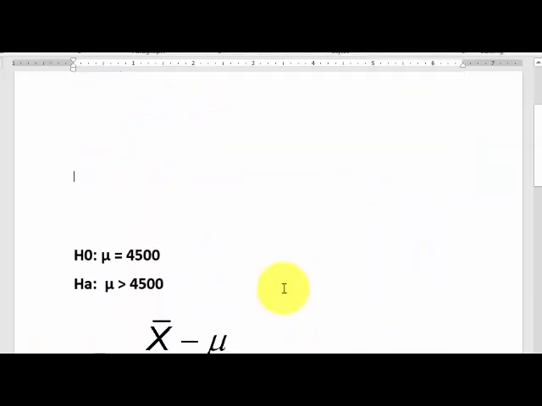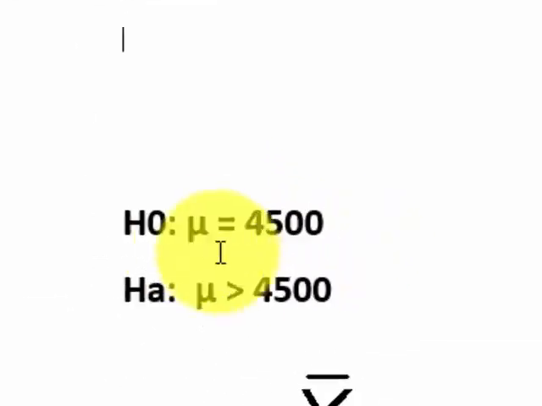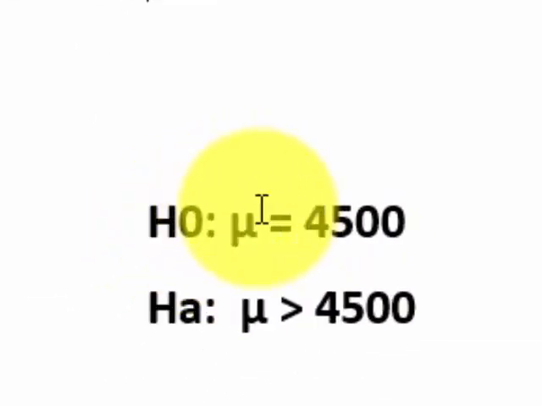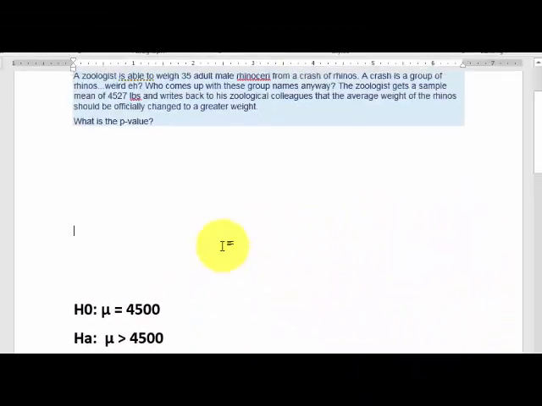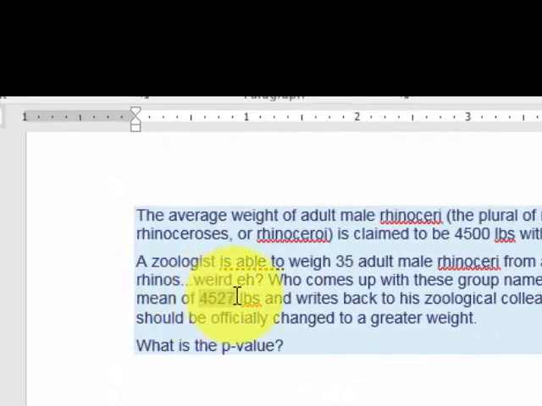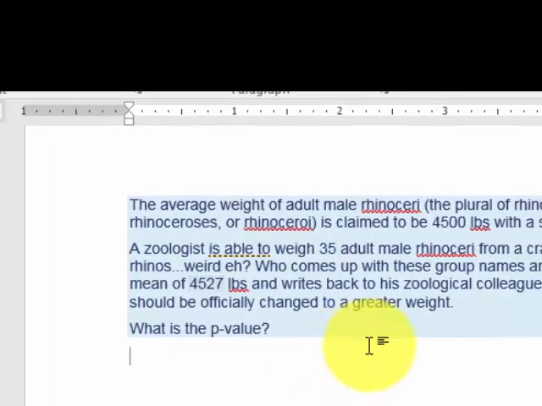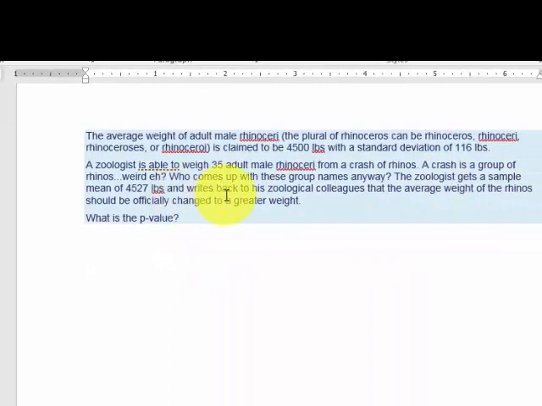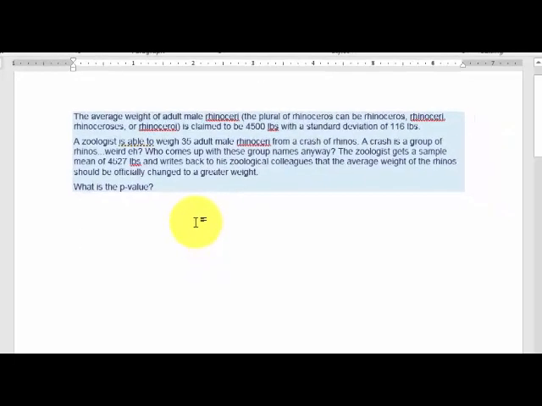You always start with the null. So the null states that the mean weight of all rhinoceri is 4,500, but he's saying it's greater than. Let's check that. Okay, so his average was larger. It's 4,527. Plus, he states that it should be greater than. So whenever you see the word greater than, more than, you're going to subtract whatever your final p-value is from 1, because that's the way everything's set up.